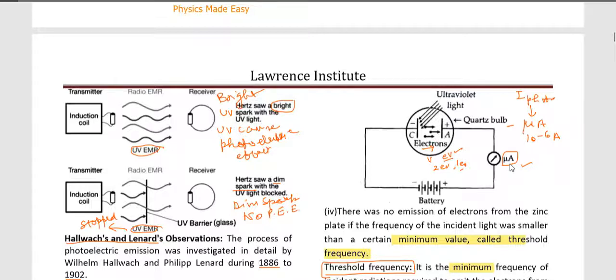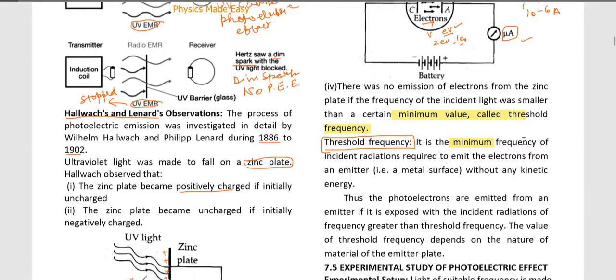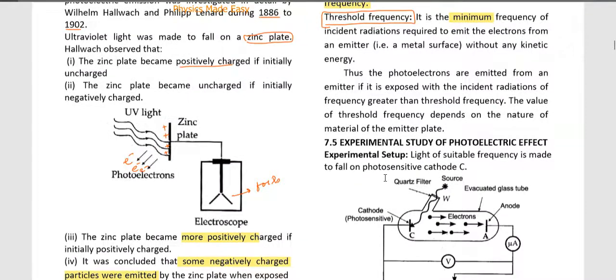You should be a bit aware about the units, because sometimes even asking questions is a difficult task. Sometimes with the choices which are given, if you just look at the units, you can conclude which choice is correct. Threshold frequency is the minimum frequency of incident radiation required to emit the electrons from an emitter. And next, I shall focus on the experimental study of photoelectric effect.